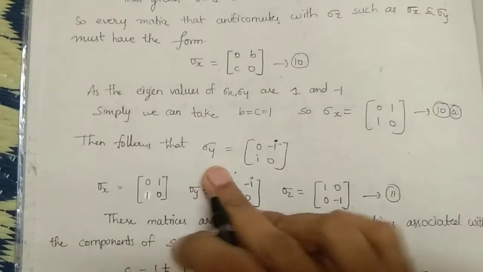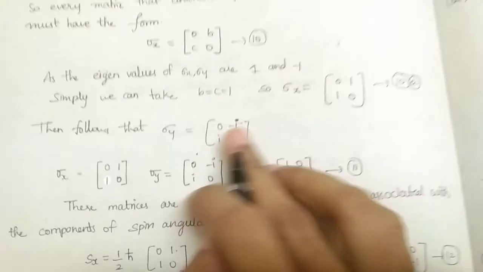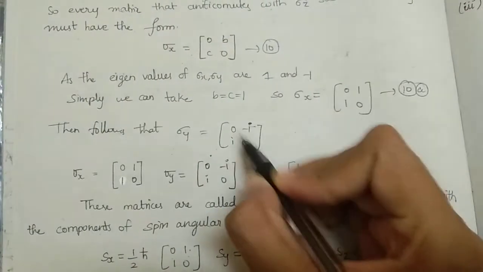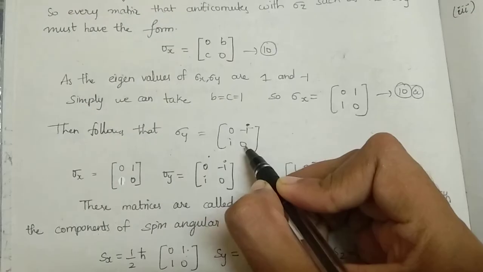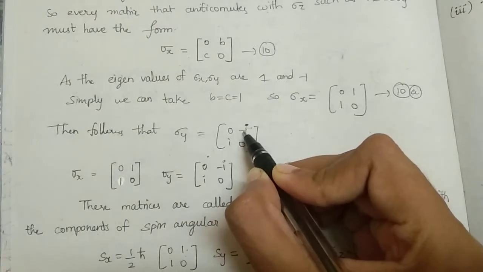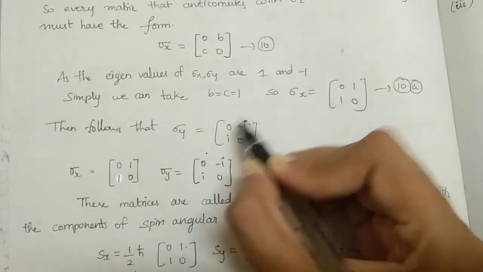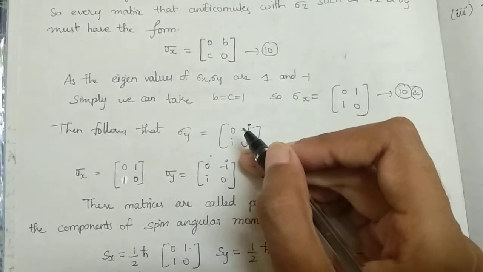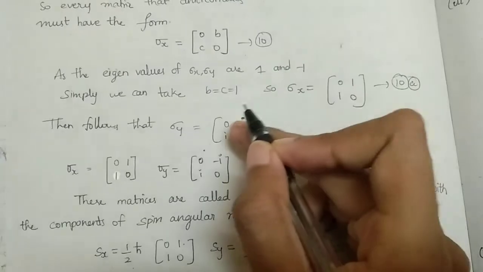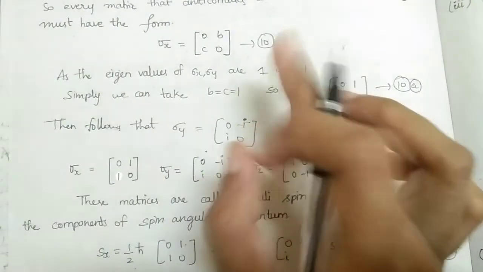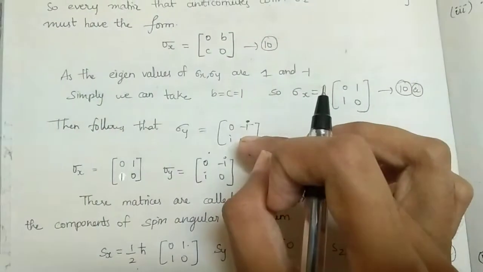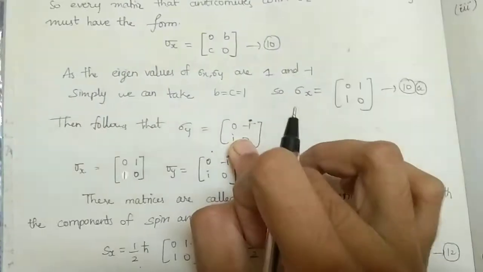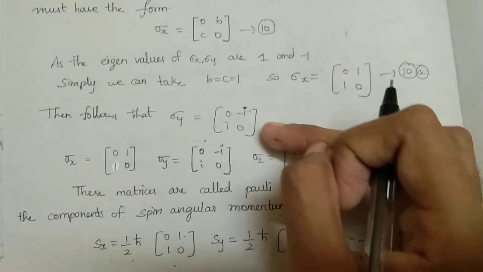And then follows sigma y equals 0, minus I, I, 0. Here also if we take the determinant, AD minus BC: 0 into 0, 0, minus, minus I into I. So there is one minus and here one minus, minus into minus is plus, and I into I is I square, minus 1. So finally we would have minus 1 as the determinant of this matrix. Hence this is another possible case.